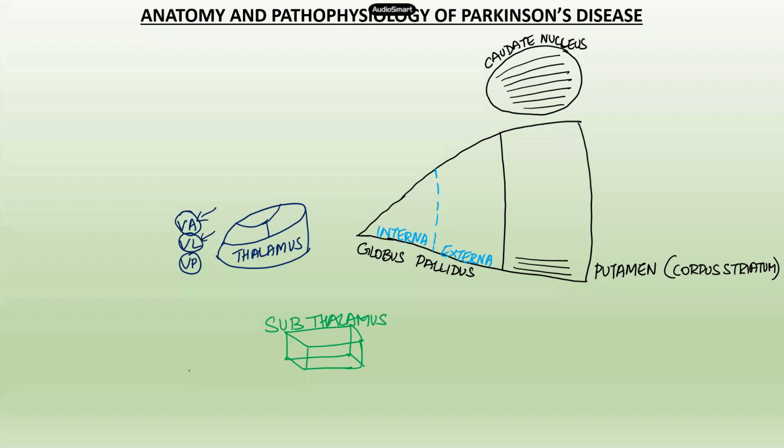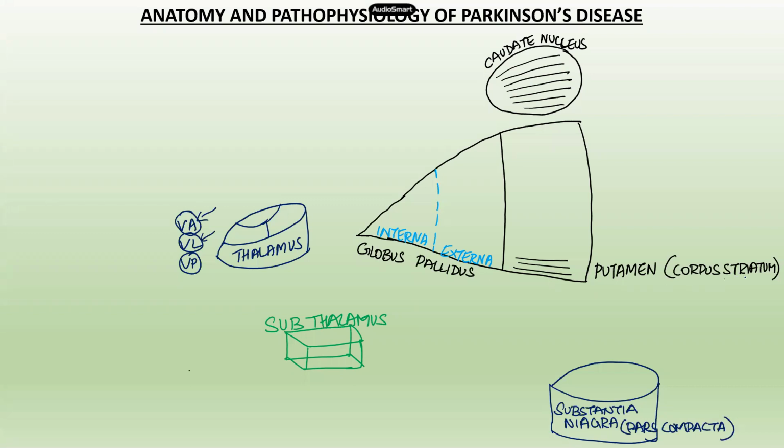But this is not where your story is. Your story lies in the most important structure which I'm going to draw, and that is your substantia nigra, that lies in the midbrain. Now, in the substantia nigra is a part called the pars compacta. From the pars compacta arise dopaminergic neurons. These neurons go towards the corpus striatum, or the striatum, and hence form the nigrostriatal pathway.